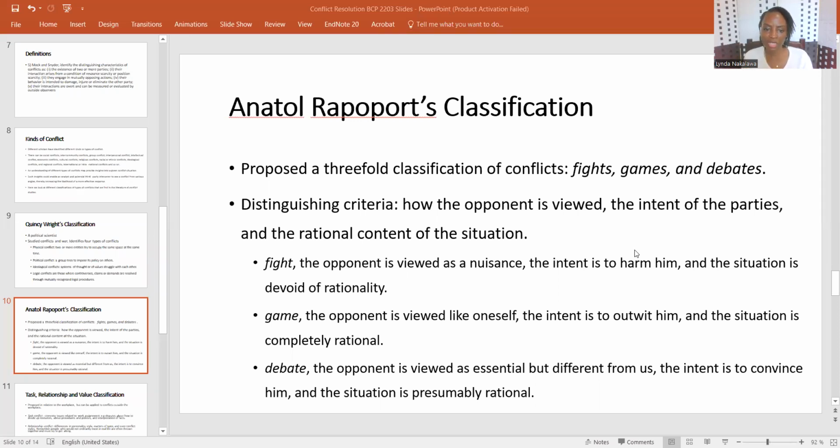But if it is some kind of game, you know that the other person is a human being like you. The intention is to outsmart them or to outwit them. And apparently the situation is completely rational. So we are really thinking when we are engaged in a game.